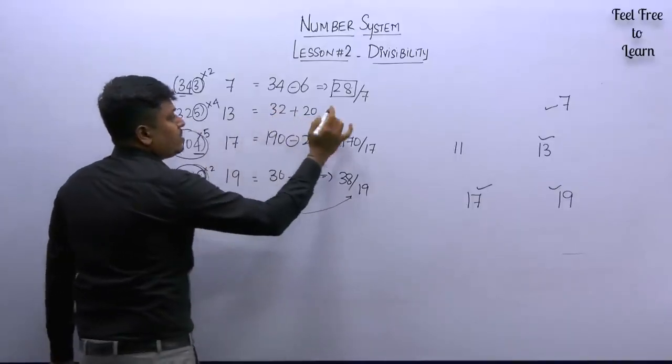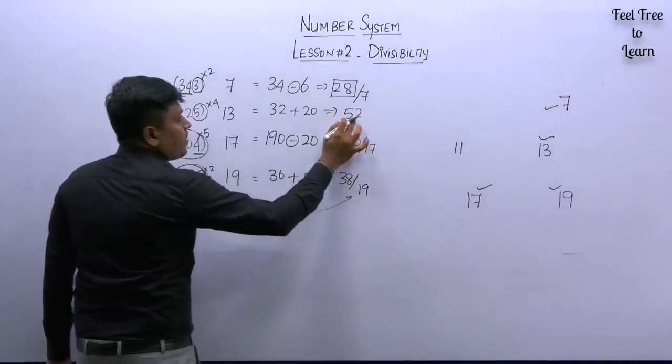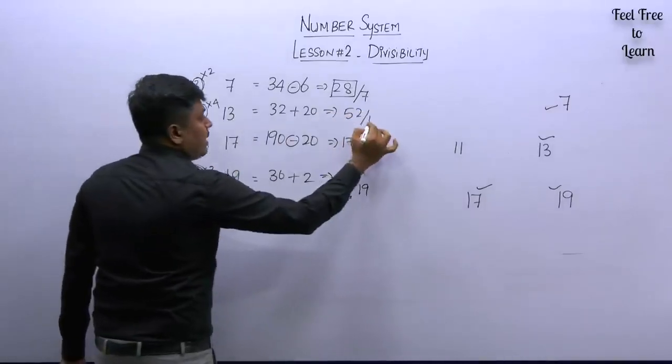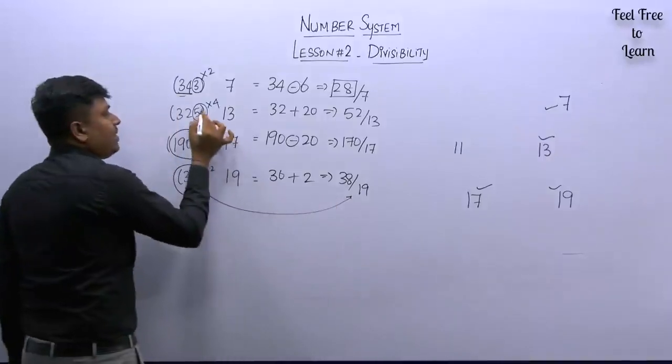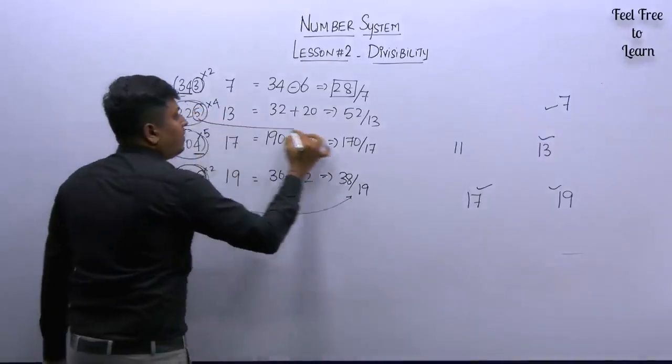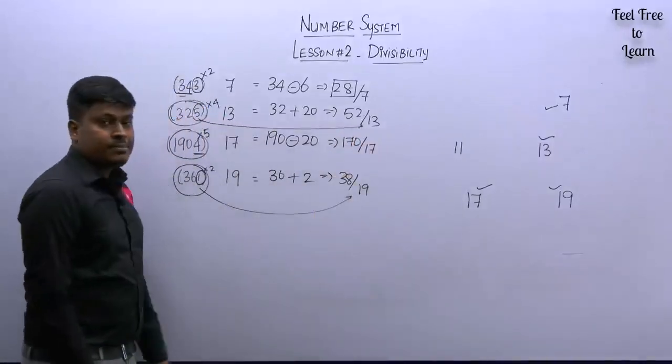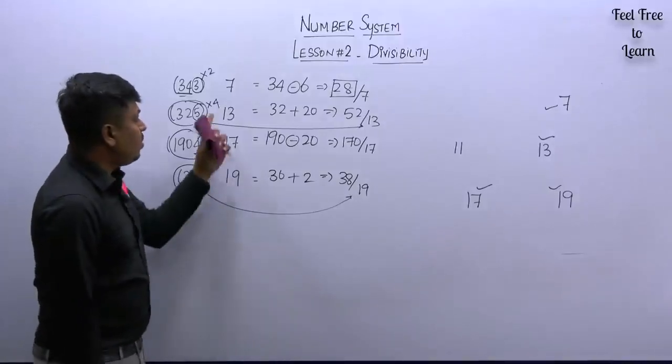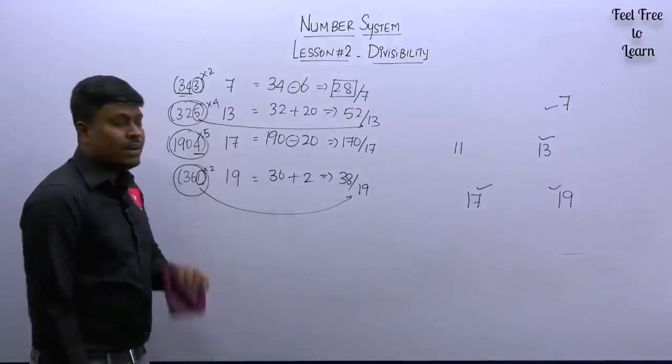So 32 plus 20 will be 52. So 52 is divisible by 13. Yes, it is divisible. So finally we can say that the complete number will be divisible by 13. So this is the divisibility rule for 13 and the divisibility rule for 19.